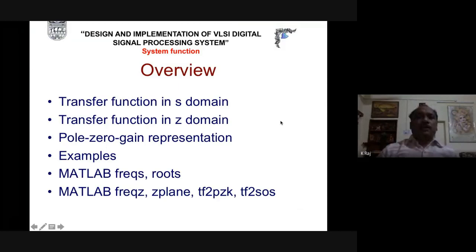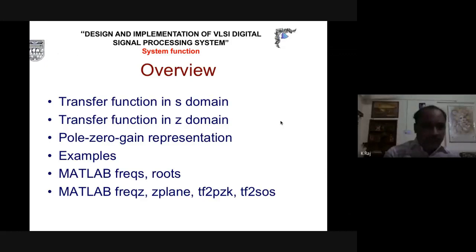Then we will discuss some plots using MATLAB functions that will represent the frequency response. When we say frequency response, that includes the amplitude response as well as the phase response. The freqs function will be utilized for the frequency response of the analog system, and similarly freqz will be utilized as a MATLAB function to represent the frequency response of the digital system. For the roots, that is the poles and zeros, we will utilize the function roots in the case of the analog system, and in the case of the digital system, to represent the pole zero plot, we will utilize the zplane function.